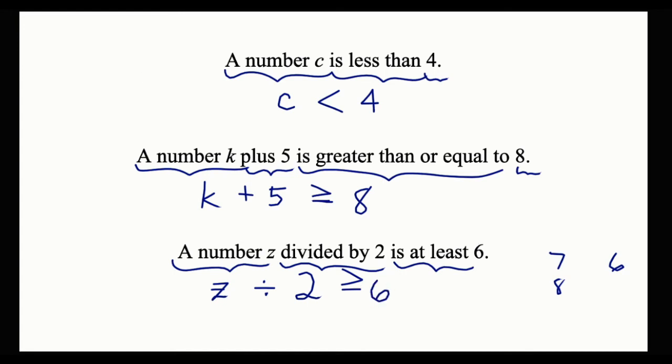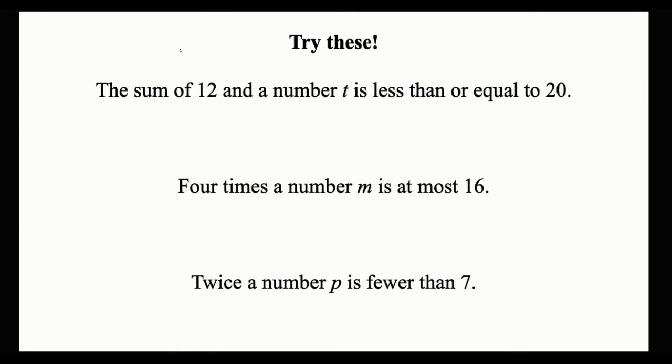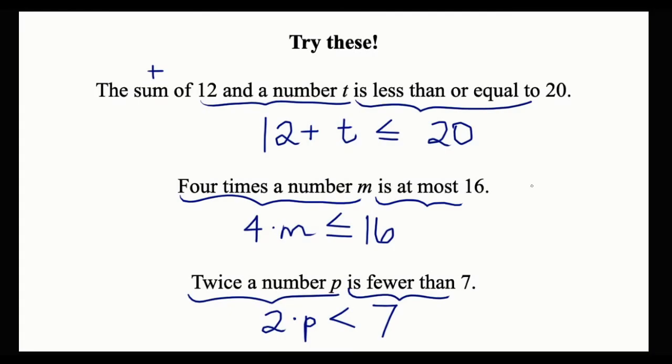Go ahead and try these next ones on your own. So go ahead and pause the video right now and give these a shot. Okay, do your solutions look something like this? I would say the trickier ones are the second one with the at most, that's kind of the opposite of at least, and the last one with fewer than 7 and twice. Twice just means 2 times something.